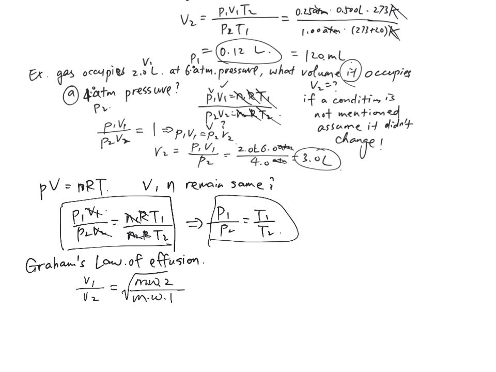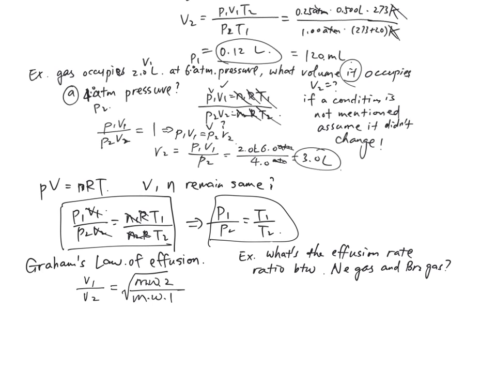Now, a quick calculation example. What's the diffusion rate ratio between neon gas and bromine gas?